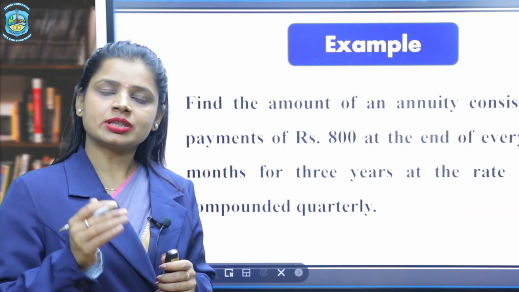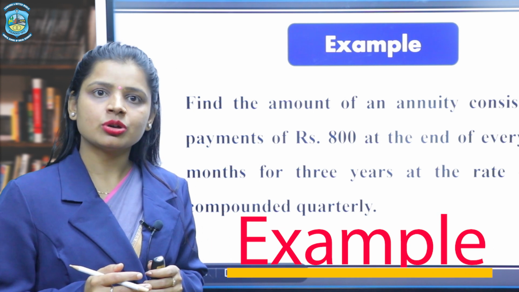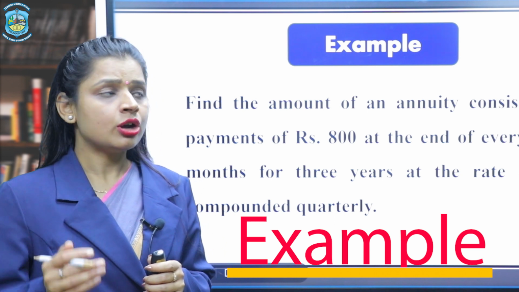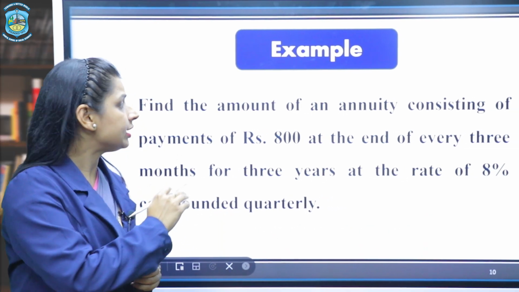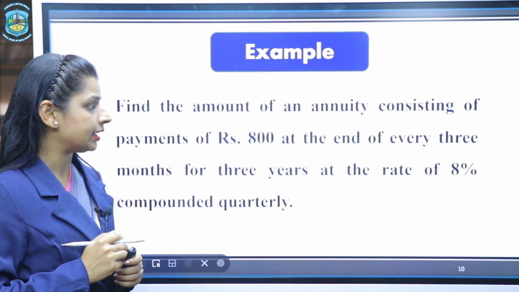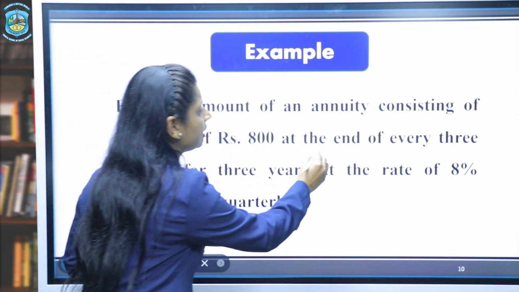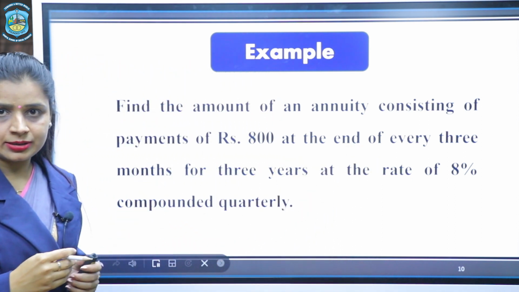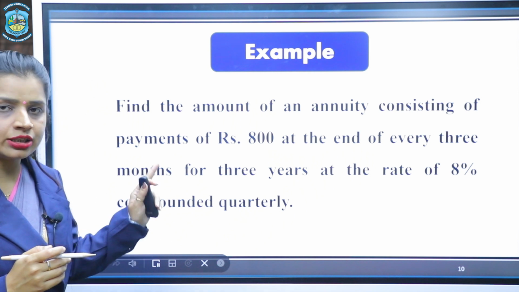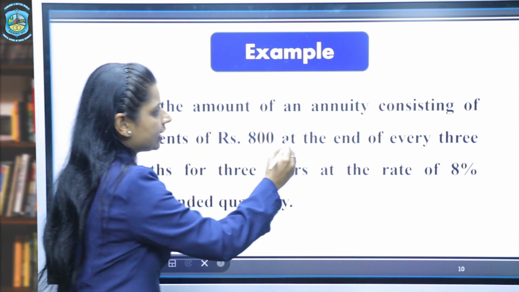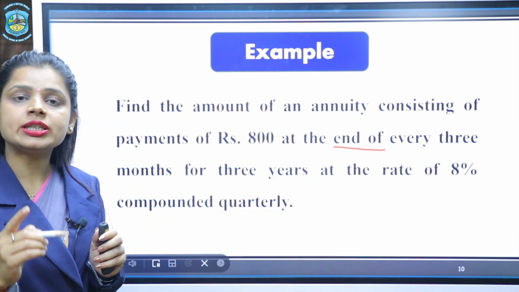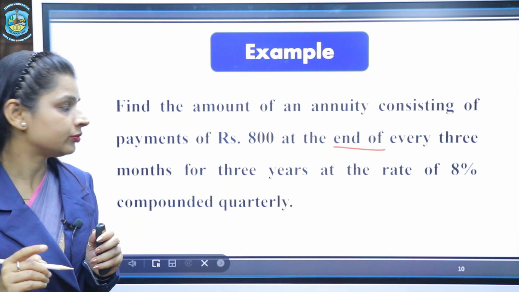Next, we will solve some examples to calculate the amount or future value and present value of an ordinary annuity. In this example, we have to find the amount of an annuity consisting of a payment of rupees 800 at the end of every 3 months for 3 years at the rate of 8% compounded quarterly. Just see, in this case the person is making payment at the end of every period, so it is the case of an ordinary annuity.